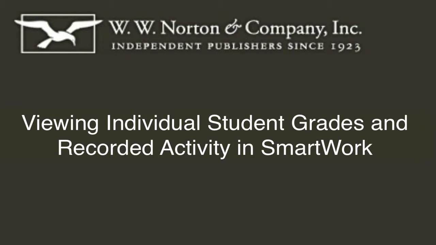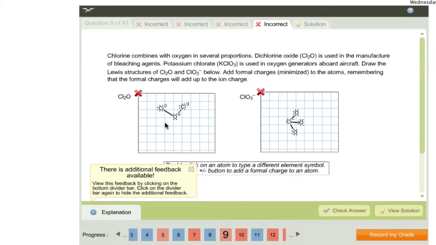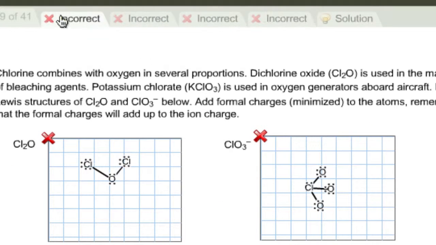One of the great things about the SmartWork Gradebook is that it records not just how an individual student did on a particular assignment, but it also keeps track of what students did on a particular question in an assignment. It records that information, and then it allows you to go back in and see how the student performed.